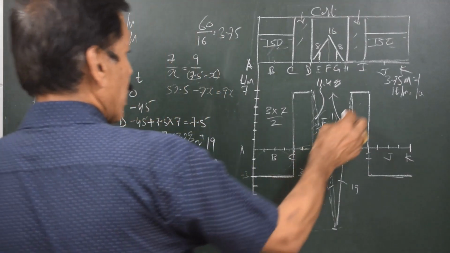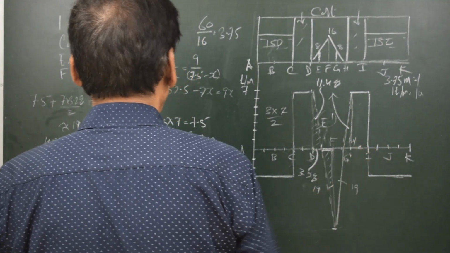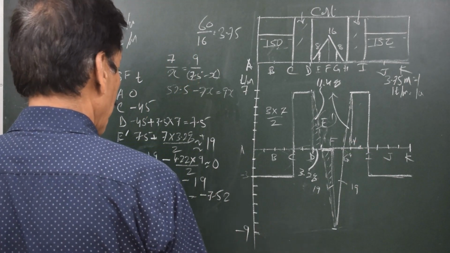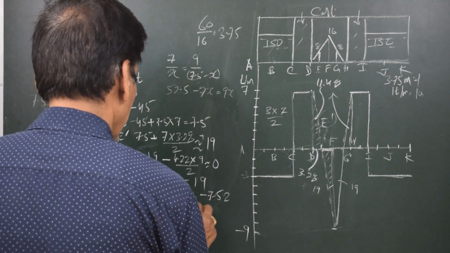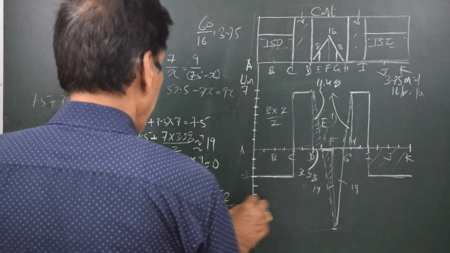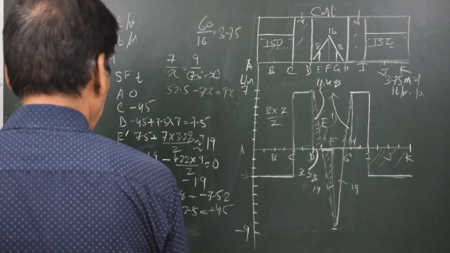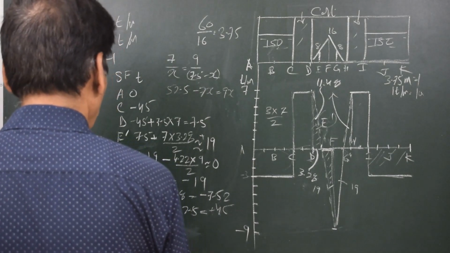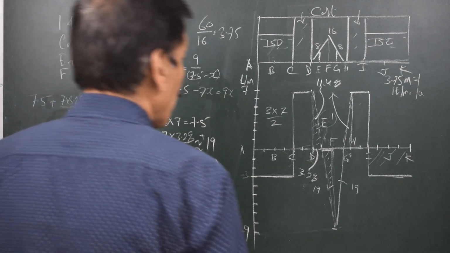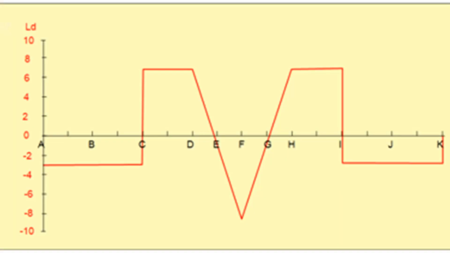plus, this is 7, and from here to here is 7.5. So 7.5 multiplied by 7, that is 52.5. This is going to give me 45. And as you know, this area is minus 45. So at K, I'm going to get 45 plus minus 45, and that is going to be 0. So we have got the ordinates for SF, and let us plot the SF curve now.